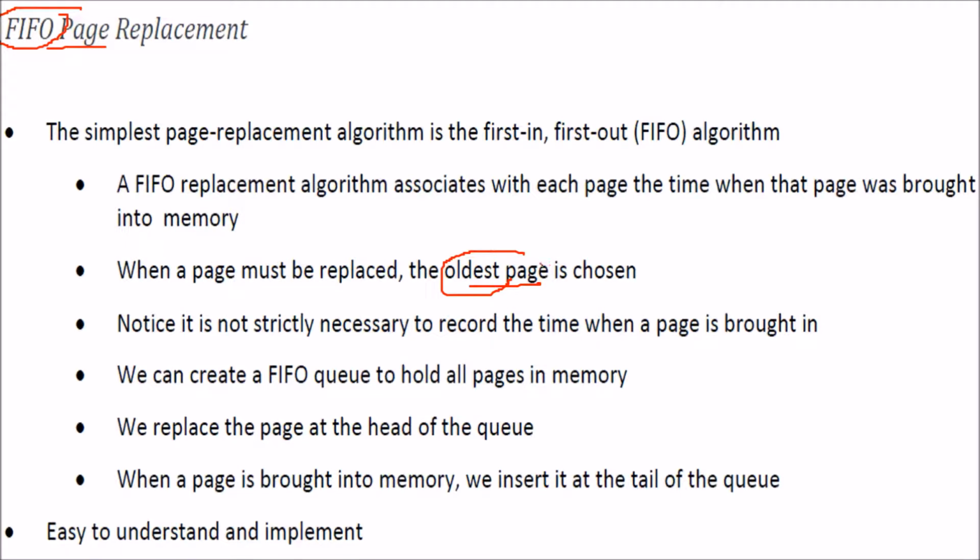For that we can assign a time when the page is brought in, but it is not strictly necessary to assign a time to know which one is oldest. We can simply use a queue. The latest will be put in the tail, and in the head will be the oldest. So we will use it as a victim frame, take this page out of the queue, and then place it in the backing store. Quite easy to understand and implement.